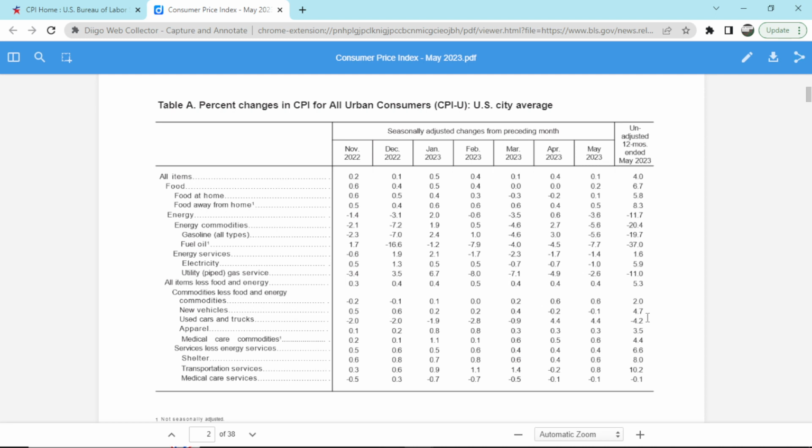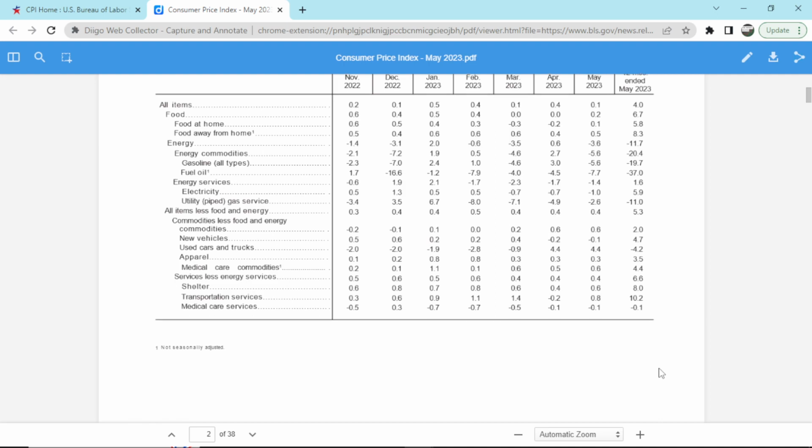Now let's take a look at the categories with the largest increases, which include food, saw a 6.7% increase, food away from home, 8.3% increase, which is a subcategory of food. Shelter saw an 8% increase, and a lot of people are expecting shelter to start showing significant decreases over the upcoming months, so keep a close eye on shelter. Okay, let's continue on to the more detailed table.